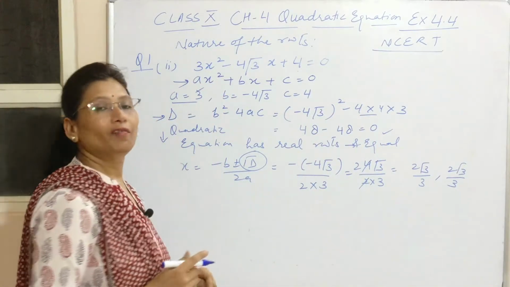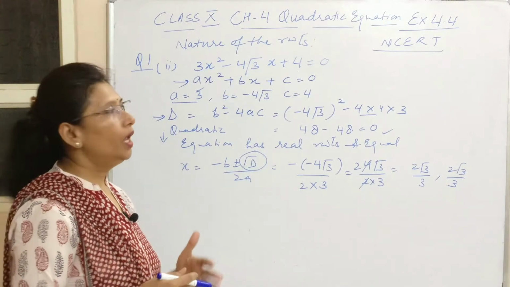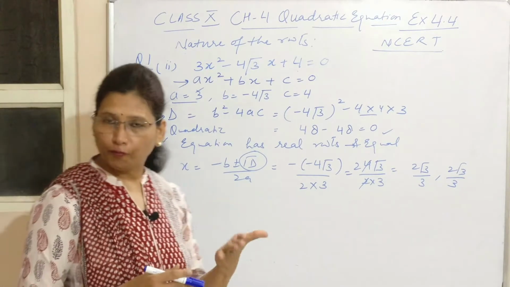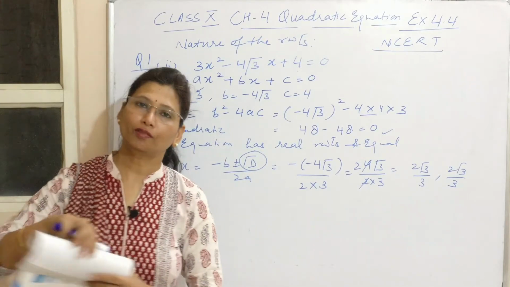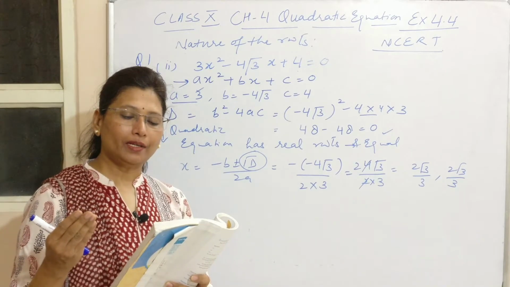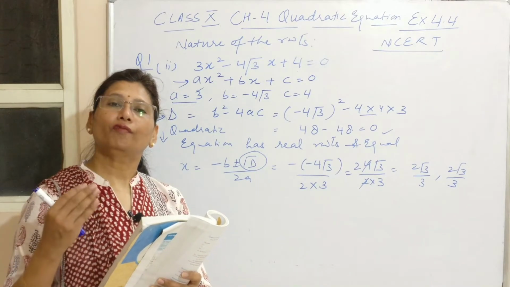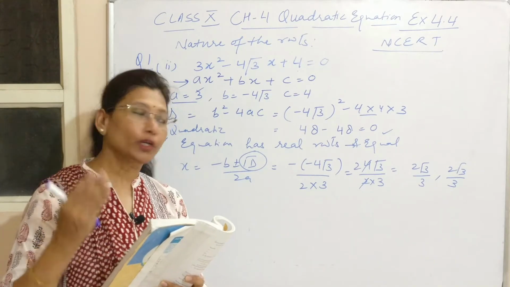So this way we can find out the value of the roots. Now in question number 2, we have been given the roots exist. In question number 2, this is different. The question is related to this, but it says it has two equal roots and we have to find the value of k. So it means we'll find the value of discriminant and put it equal to 0.